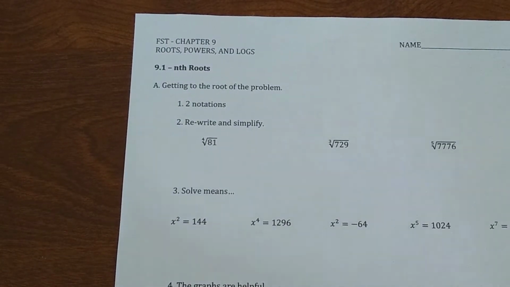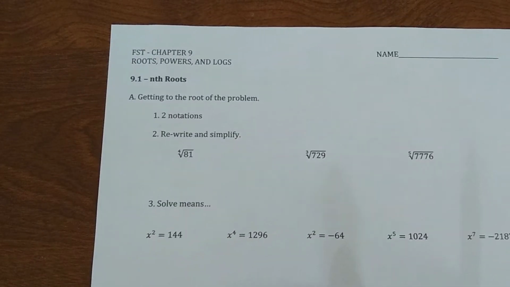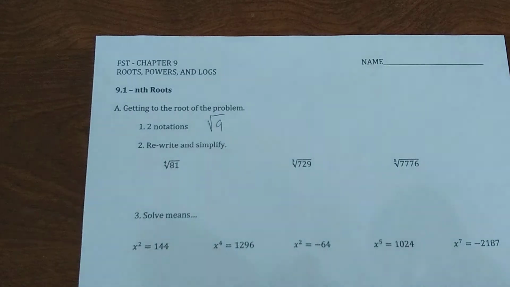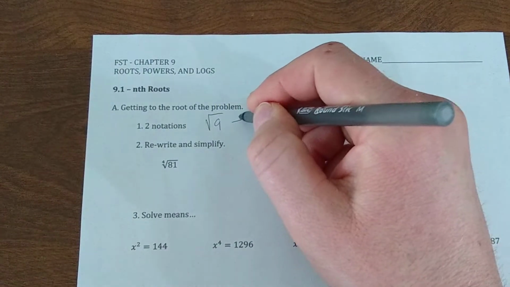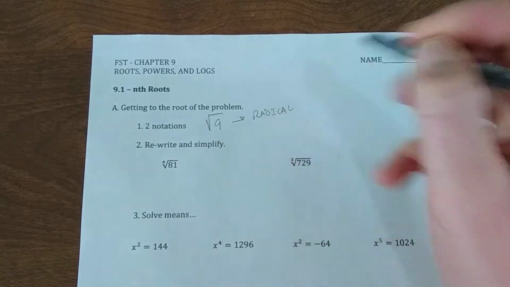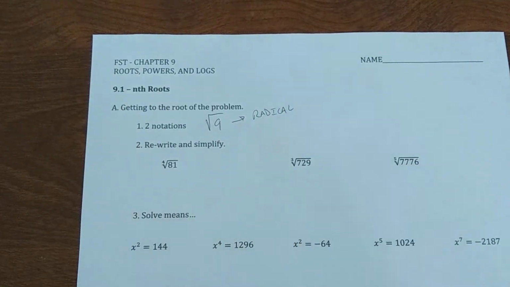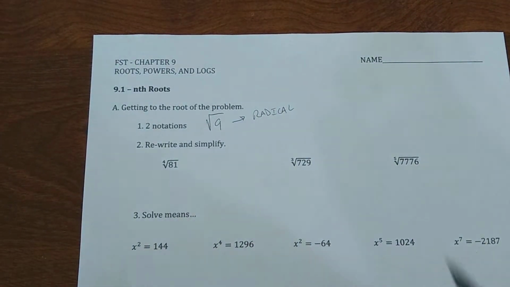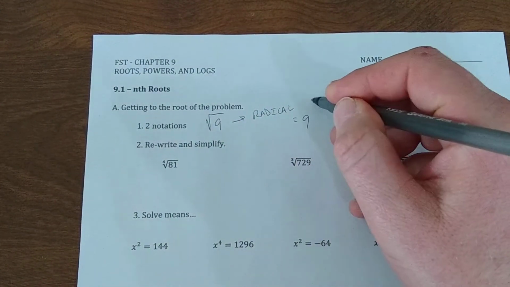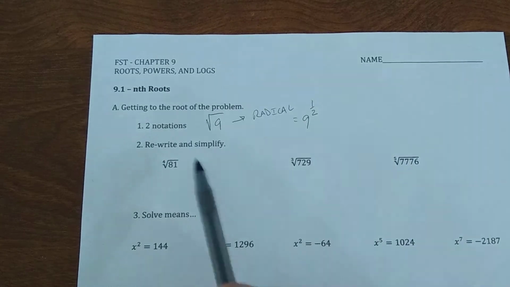All right, talking about nth roots. So there's two notations that we're going to use. If we have a root, we're talking like square root of 9. This sign is what we call a radical sign. Kind of a weird word, but a radical looks like that. Another way that we're going to write this radical is with a power, like 9 to the power 1/2. These are two things that mean the same thing.